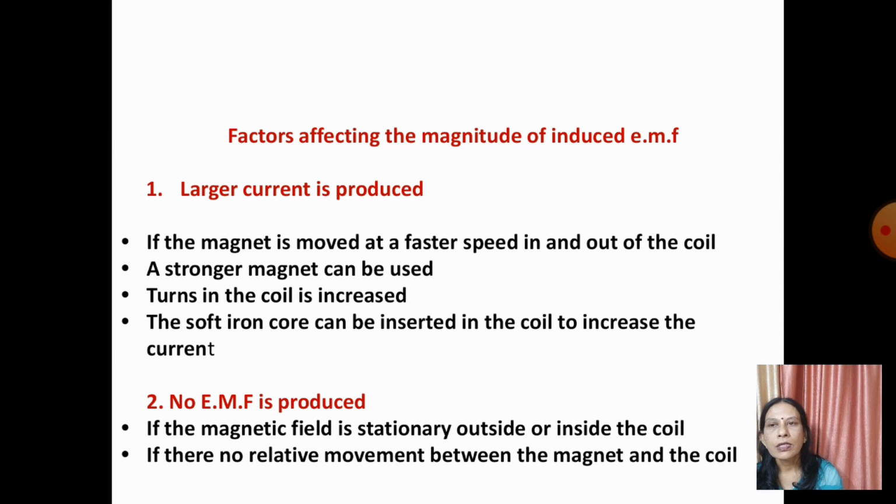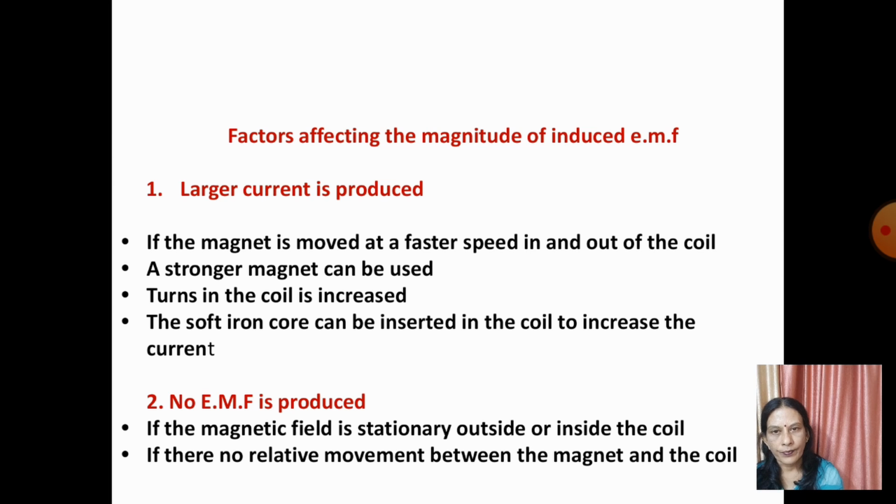Or we can have a soft iron core which can be inserted in the coil to increase the current, because soft iron core is made up of ferromagnet, and ferromagnet attracts the field lines towards it. More and more field lines will cross through this soft iron core, so more and more field lines will cross the coil if the iron core is inserted in it. So these are certain ways by which we can have a larger current produced in the circuit.